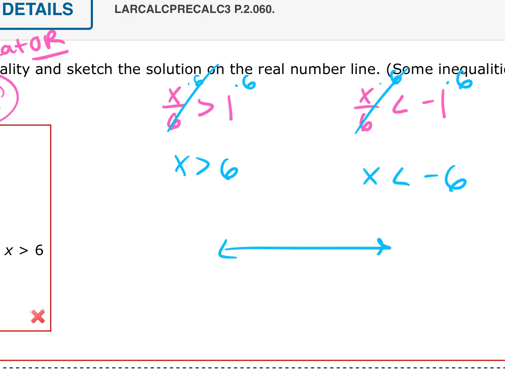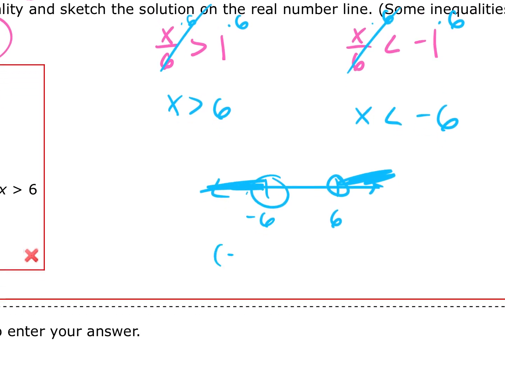So if we put these on a number line, we've got -6 and 6. If x is greater than 6, we're talking about numbers bigger than 6. If x is less than -6, we're talking about numbers less than. So it'd be from -infinity to -6, and from 6 to infinity.